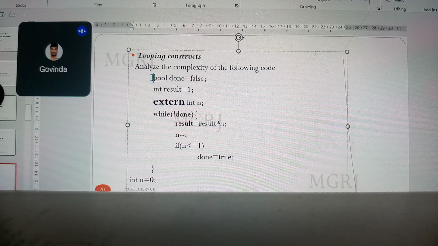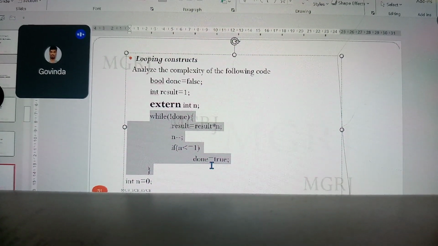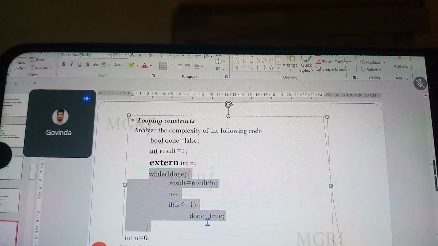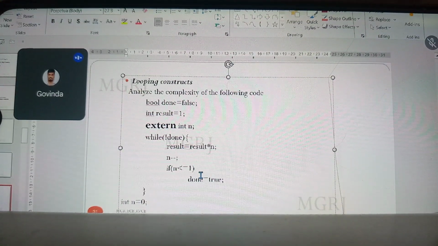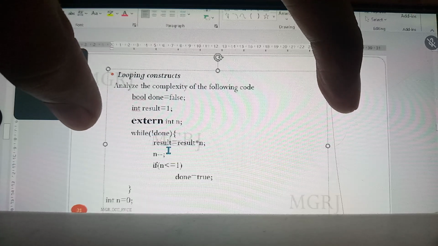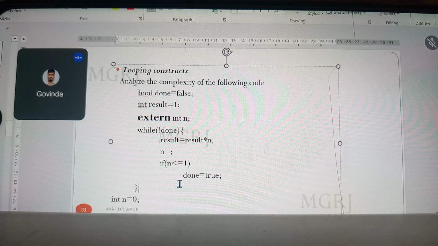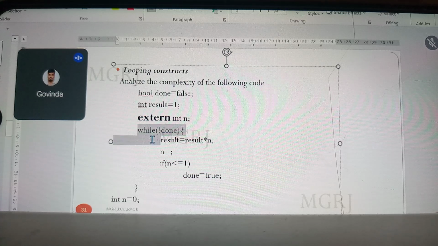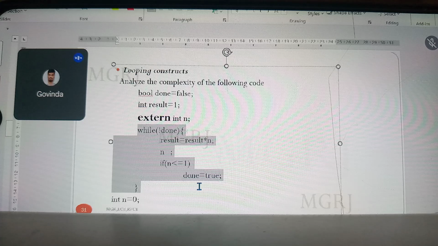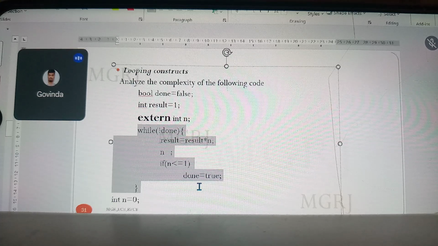This will execute once, this will execute once, this statement will execute once, whereas the statements inside the loop are not constant time statements. Why? Because these statements will execute as long as done equals false. In the worst case, this while loop will execute n times. So the statements under the while loop are not constant time statements. All other statements are, in most cases, constant time statements only.